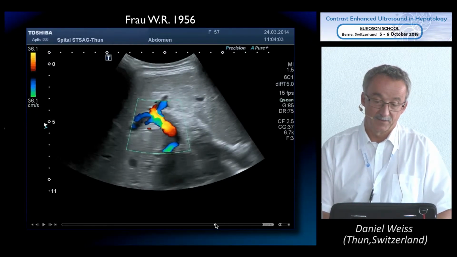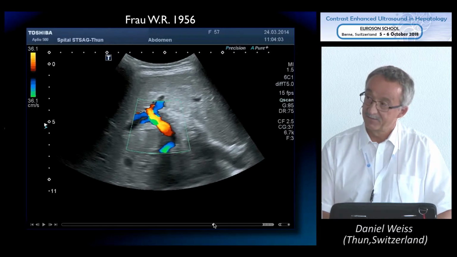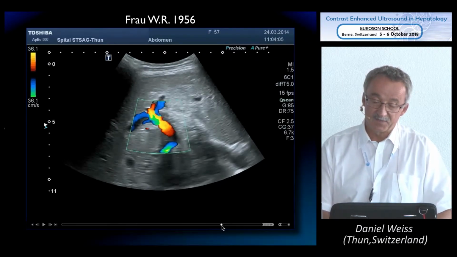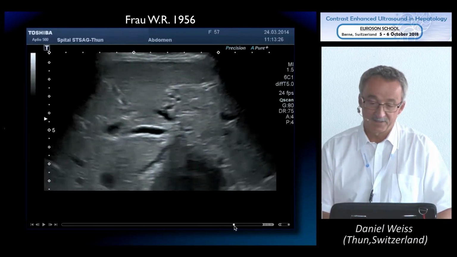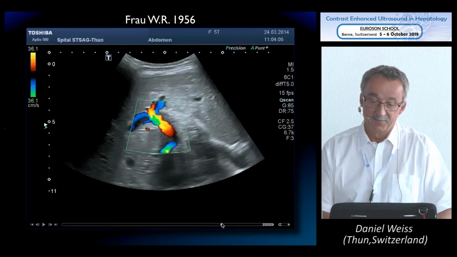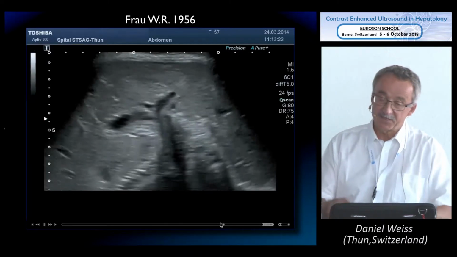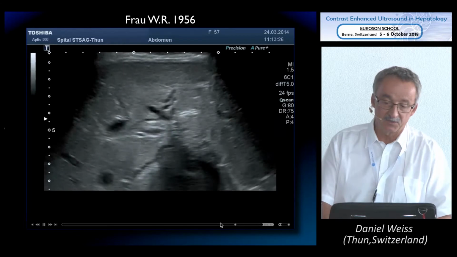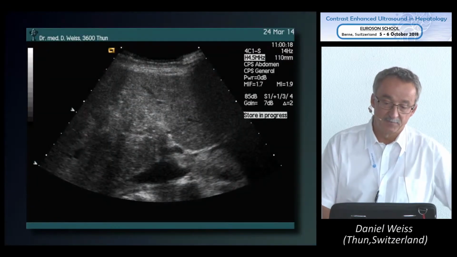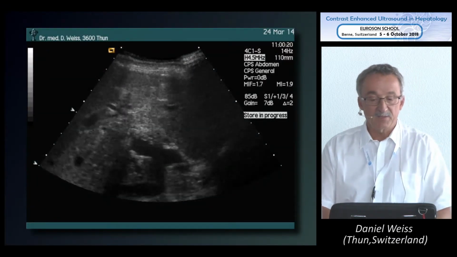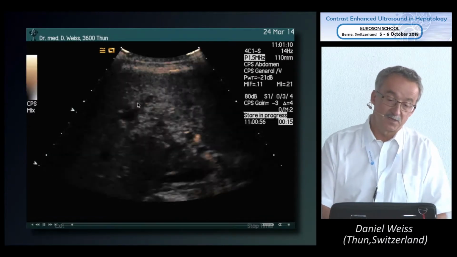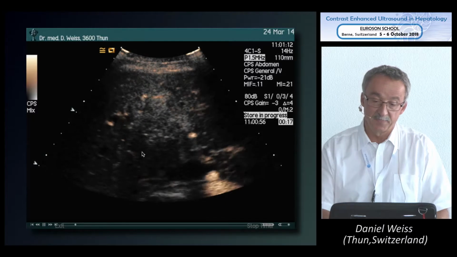And here I have the impression that it's one on one side and the other on the other side. I think we will see this more clearly in contrast enhanced ultrasound. But it seems that there is some mass in the liver, some infiltration, and we really don't know what it could be. So let's look at the contrast enhanced ultrasound, and we focus on this region first here.